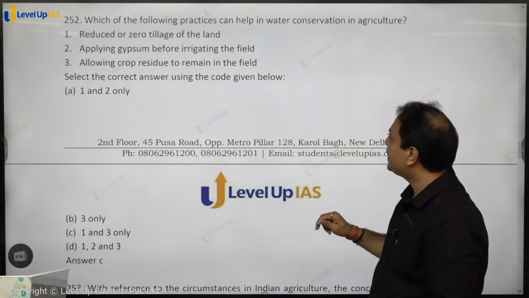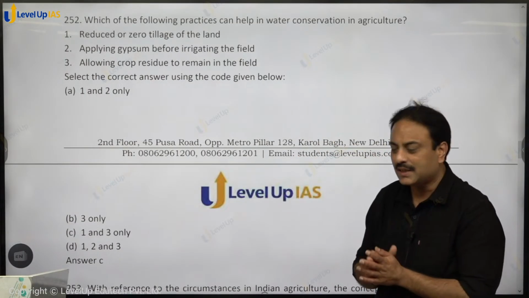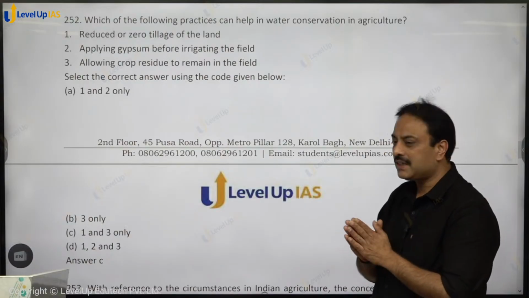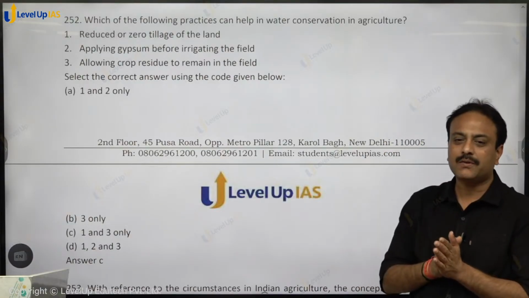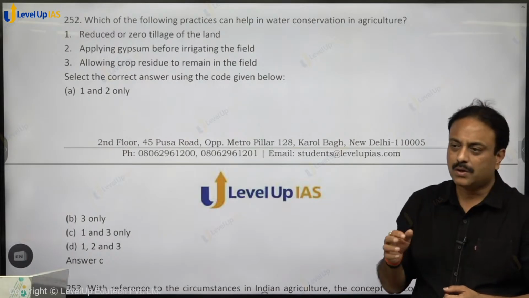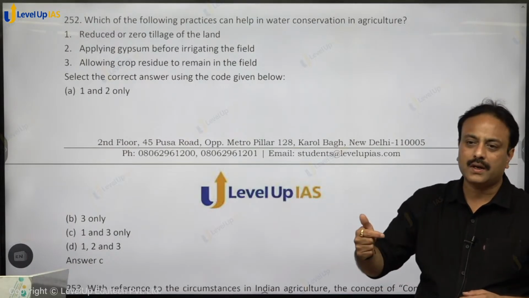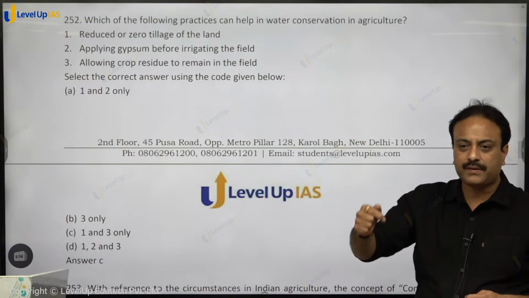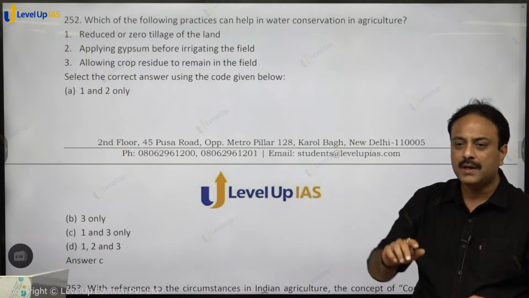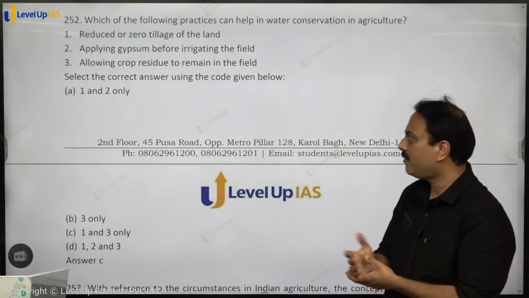Which of the following practices can help in water conservation in agriculture? Reduce or zero tillage of land. Zero tillage is what? Tilling will not be done. So the soil of the lower section, 2, 3, 4, 5, 10 centimeters deep, will not be coming up. So water will be retained.